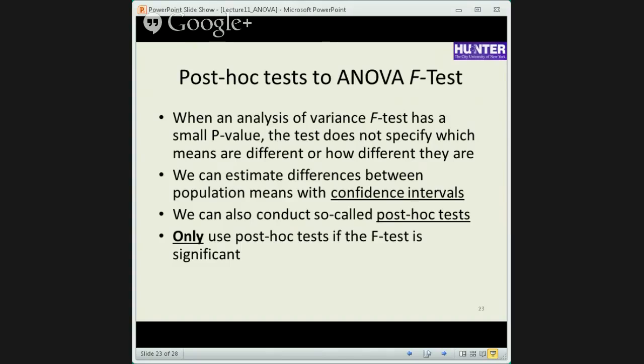So we don't know which one, and that's where the so-called post-hoc tests come in. Post-hoc tests are a way to put confidence intervals on the differences between each of the groups and to say where these significant differences are likely to lie.